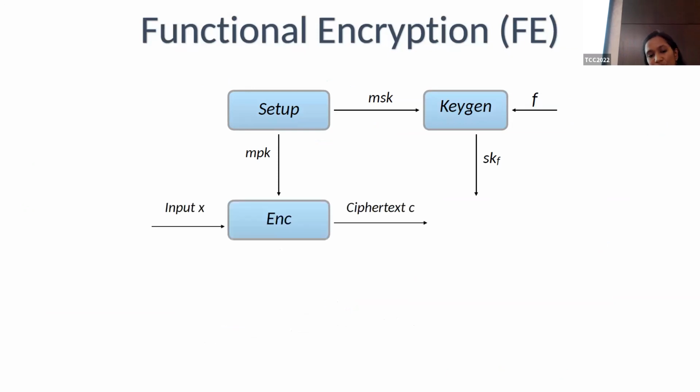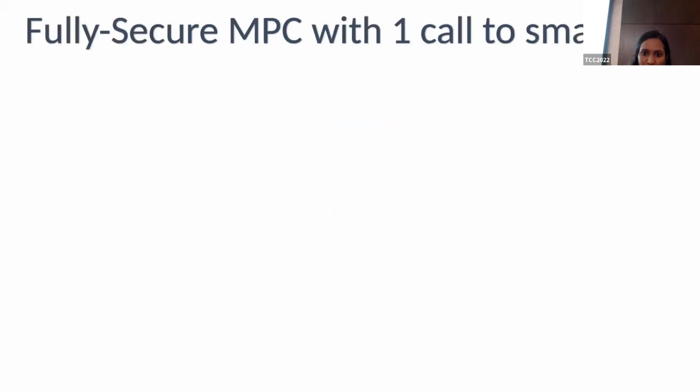And encryption takes in the master public key and your input plaintext X, and it gives you the ciphertext C. And decryption would take in this ciphertext and this functional secret key, and it would give you an output. If everything is good, then the output is nothing but the function f evaluated on this plaintext input X. So this is just a recap of what a functional encryption scheme looks like. Now let's see our fully secure MPC with one call to a small TP.